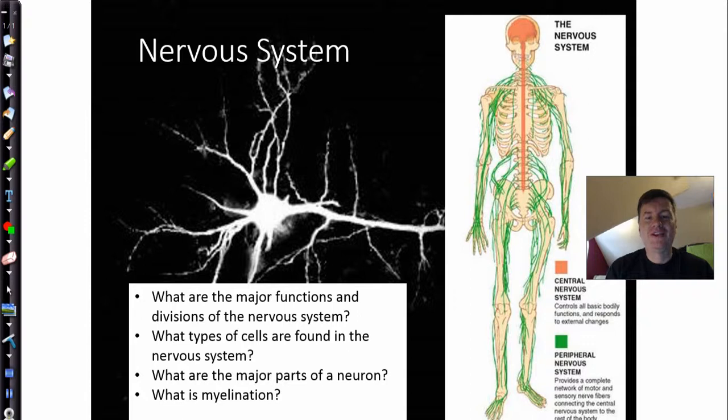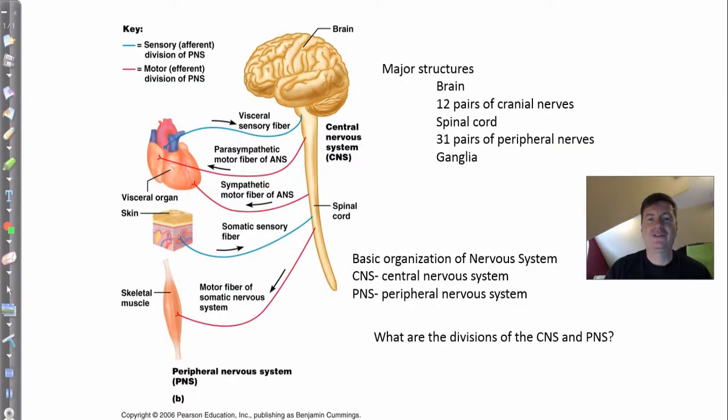So in this video, we're going to look specifically at major functions and divisions of the nervous system, types of cells found, the parts of a neuron, and what is myelination. In future videos, we'll consider things like drug dependence, parts of the brain, and other parts of the nervous system. So let's begin with this idea.